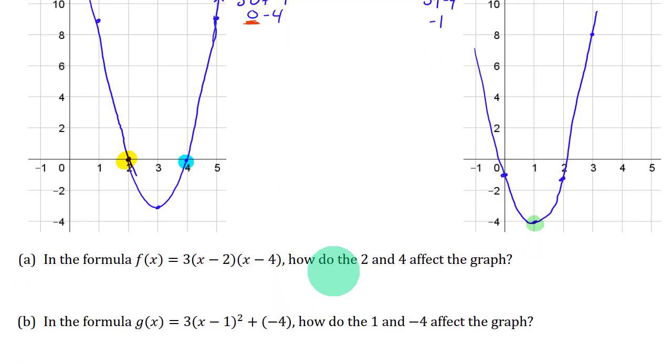Okay, so let's look at this question. How do the 2 and the 4 affect the graph? We have these numbers right here. Well, because you have x minus 2 and x minus 4 as factors, if anything has a factor of 0, anything times 0 is 0. So the 2 and the 4 make it so when you plug in x equals 2 or x equals 4, you get the result of 0.